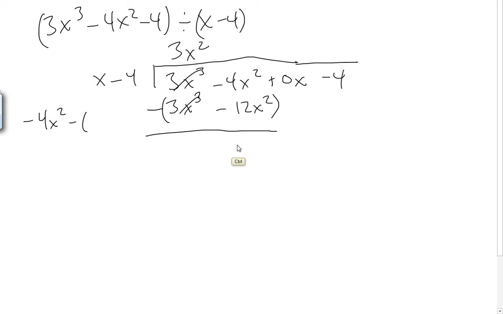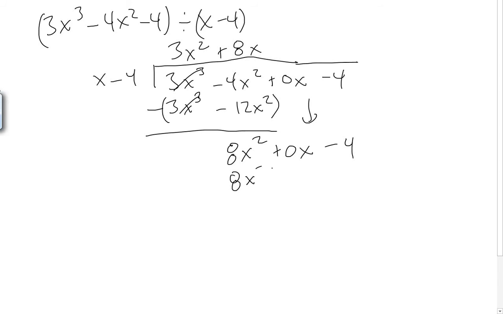So let me get rid of this. I'm going to need the space, so I'll write this as positive 8x squared. Negative 4 plus 12 is positive 8. Now there's still two terms here, so I'm going to bring them both down, 0x and negative 4, and then repeat the process. What times x gives me 8x squared? In this case, it's just a positive 8x. So that I get 8x squared minus 32x.